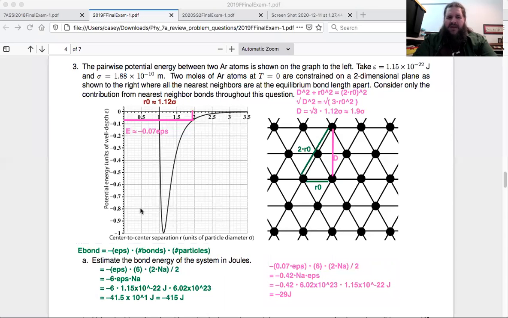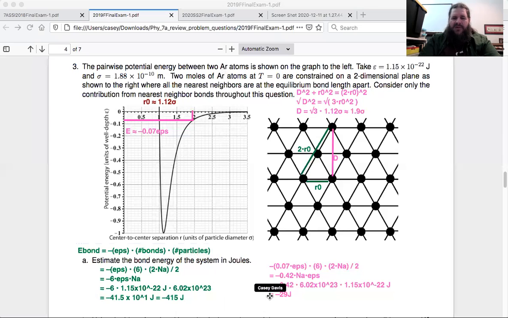So that means that this whole system, all 2 moles of argon, involve negative 415 joules of energy from just the nearest neighbor bonds, plus another negative 29 joules of energy from just the second nearest neighbor bonds. And note that that's pretty small. The negative 29 joules extra from the second nearest neighbor bonds is rather small compared to the contribution from the nearest neighbor bonds. So if we had left out the second nearest neighbor bonds, as suggested in this problem, we'd still get a pretty close estimate.